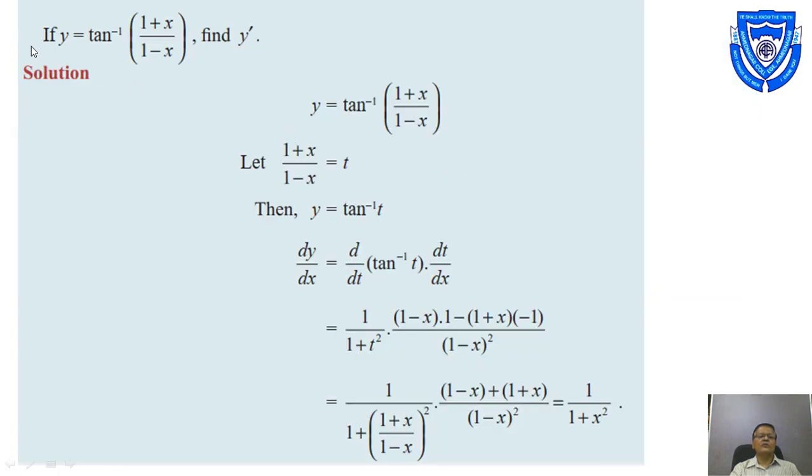Now the next sum is y is equal to tan inverse of 1 plus x upon 1 minus x. Then find y dash. If I consider this 1 plus x upon 1 minus x as t, then I can read this as y is equal to tan inverse t. The derivative of tan inverse t with respect to x is the derivative of tan inverse t with respect to t into dt by dx. This is the chain rule.